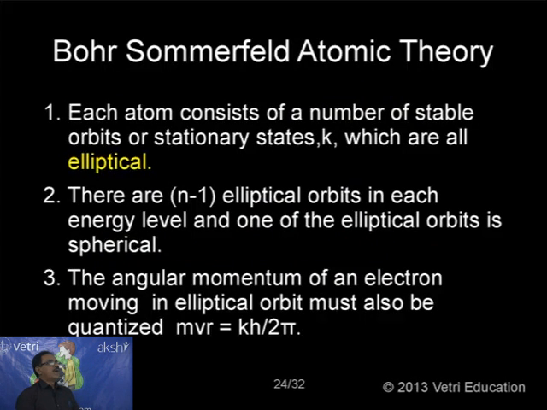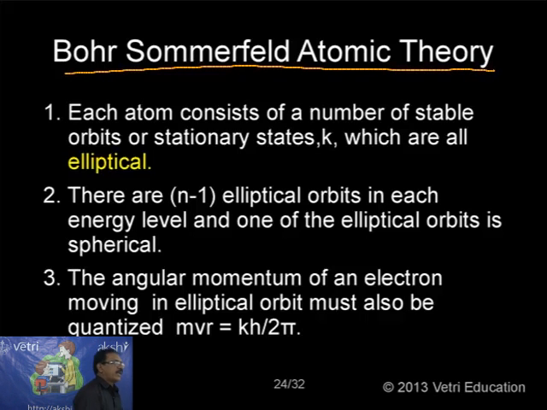So Bohr was also facing problems. He could not explain many experimental evidences. So, in order to satisfy the other conditions, the next person, Bohr-Sommerfeld, introduced another model called the Bohr-Sommerfeld atomic theory. Let me discuss the postulates of the Bohr-Sommerfeld atomic theory, and the merits and demerits also.